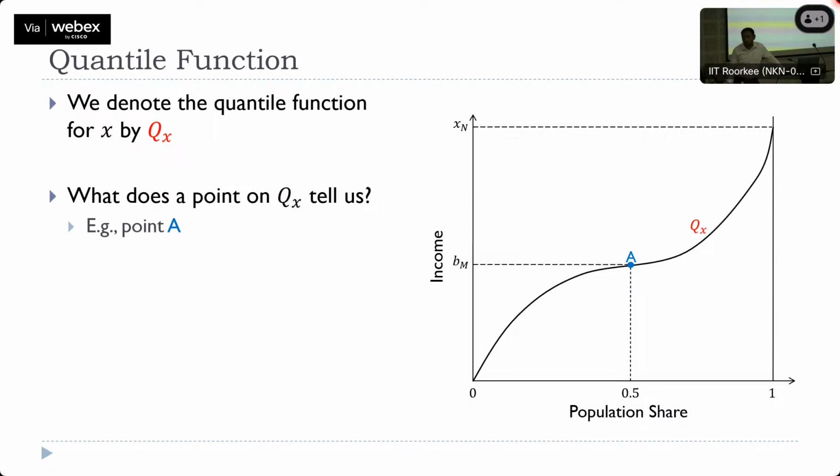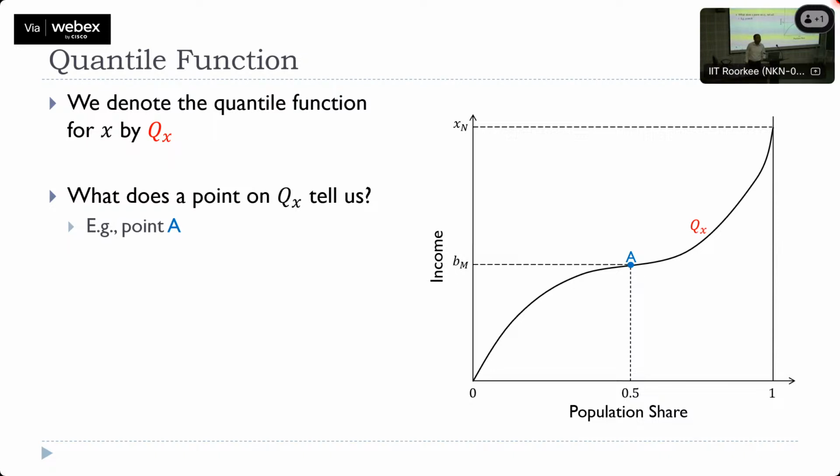And if you want the 95th percentile, choose the population share over here as 0.95. Draw up vertically. That's the 95th percentile income. The 95th percentile income means it is that income below which 95% of the population's income lies. That's what it is. Clear?